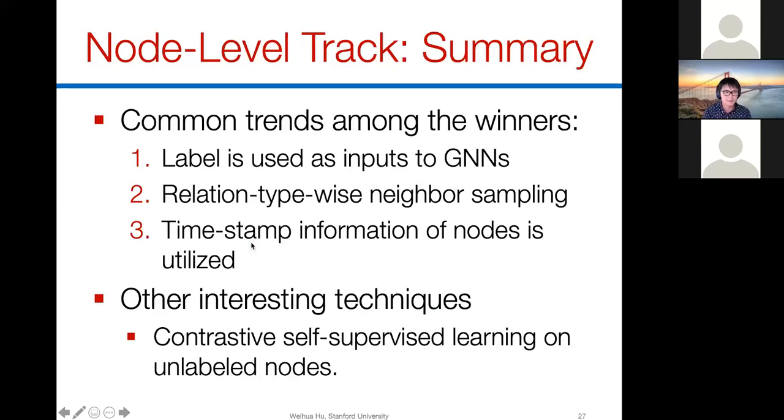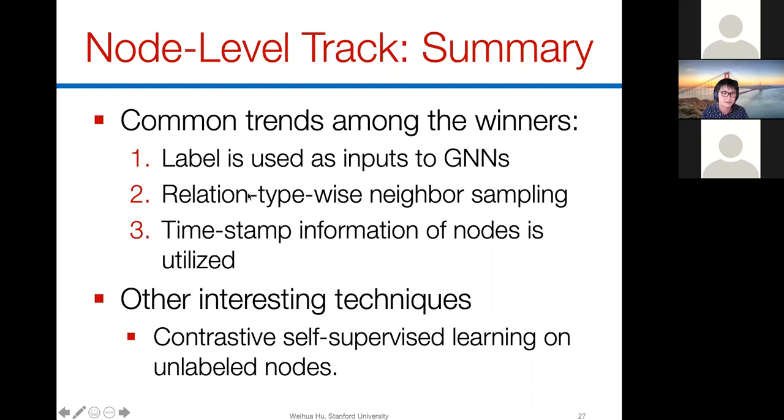We also summarized what kind of techniques are really effective among the winner solutions, and there are three common trends among the winners. The first trend was that all the winners basically use the label information, the arXiv category information, as input to the GNN. Traditionally, GNNs take the node features as input and try to predict the node category, the target label. But all these winners actually use the GNN to propagate the target label, which is very interesting.